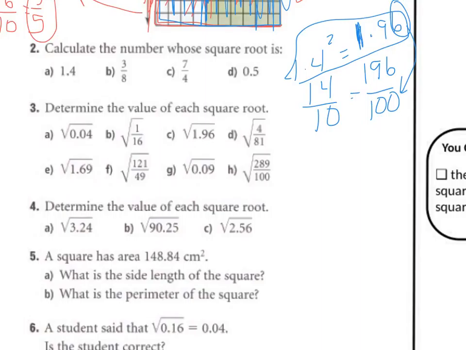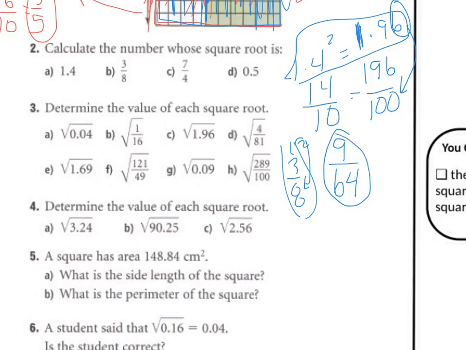So let's look at B. 3 over 8, that is the answer to a square root problem. So to go opposite, we square. Remember, we distribute that square into both. We get 3 squared is 9, and 8 squared is 64, and that's our answer. Okay, move this up.